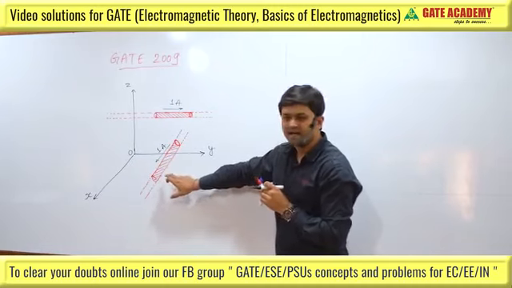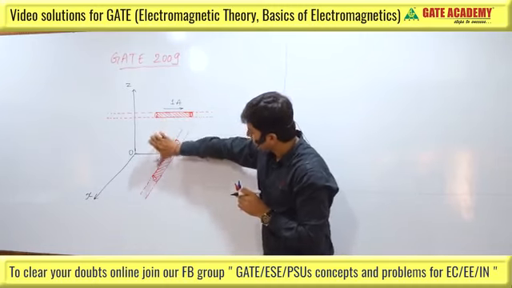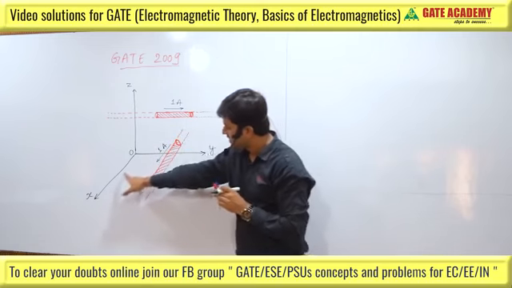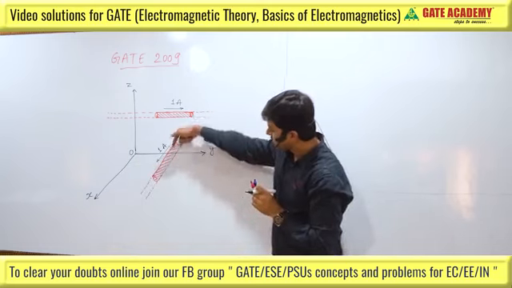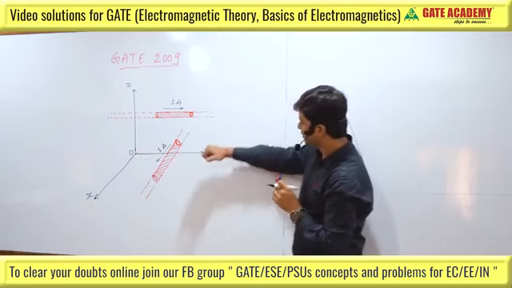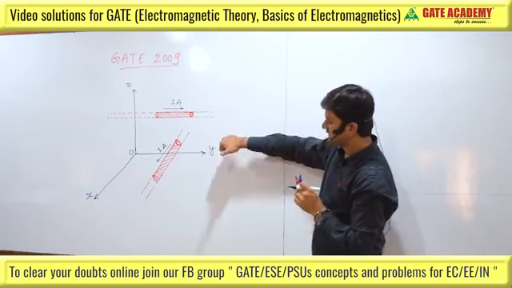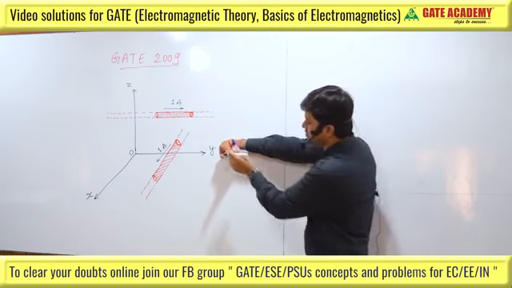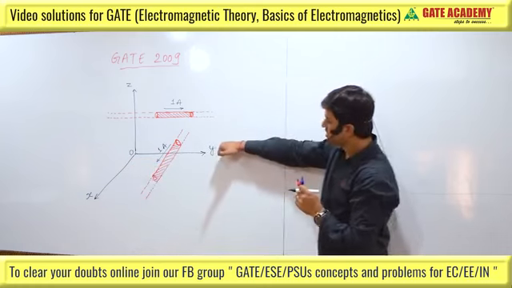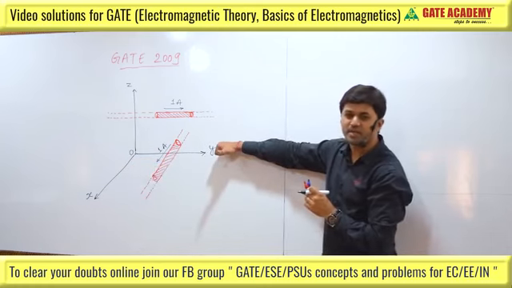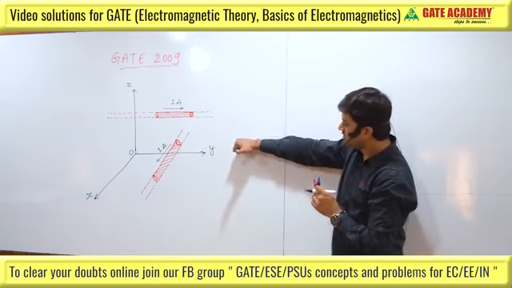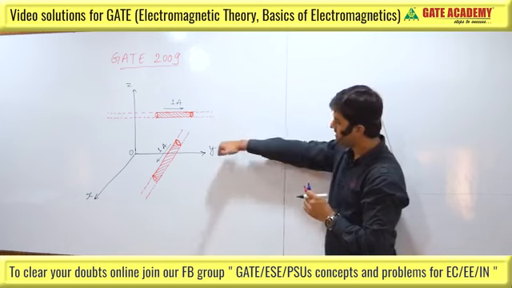So if we apply the right hand thumb rule, the thumb is the direction of current, and this is nothing but the direction of the X axis. The current is flowing in the positive X axis, and we know that the X axis is outside the board. So the thumb, the direction of current, should be outside the board. So we have the direction of current like this.